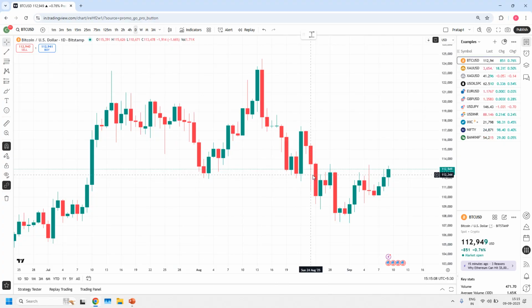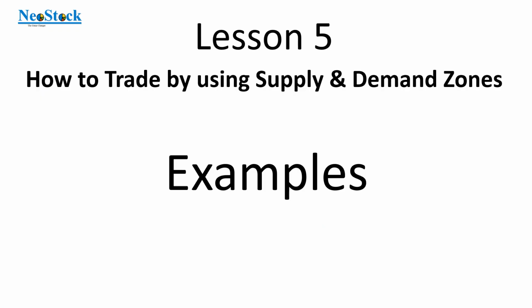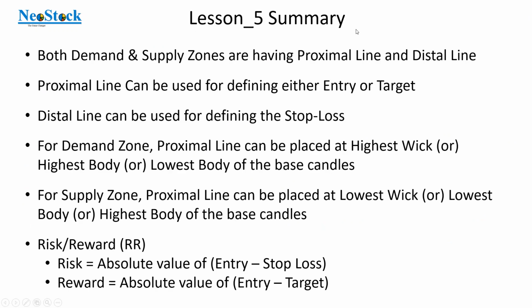Okay, now I am going to the examples, but before getting into them, let me quickly summarize what you learned in lesson 5. You have learned that both demand and supply zones have a proximal line and a distal line. What is the proximal line? What is the distal line? If you want to understand in detail, please go to the lesson 5 training video and complete that first. Here I am only giving you the summary.